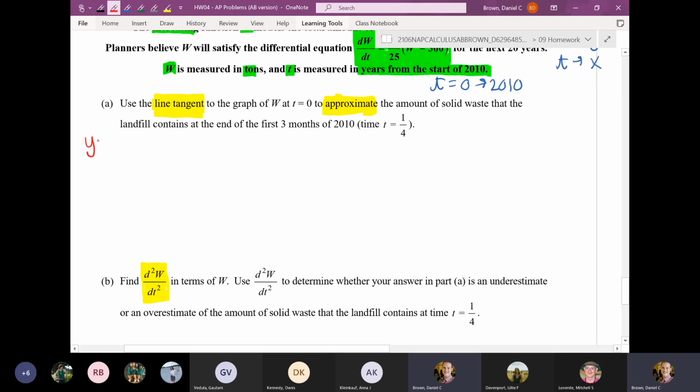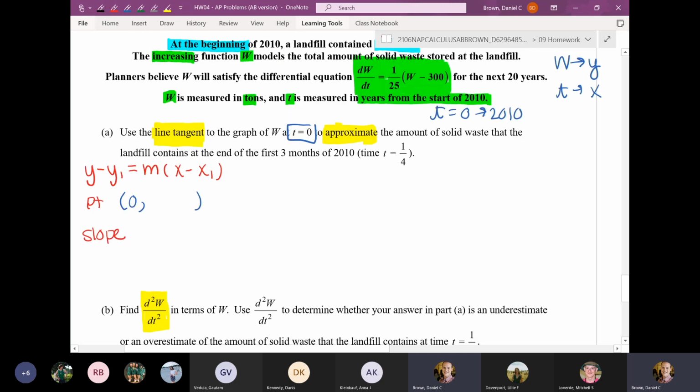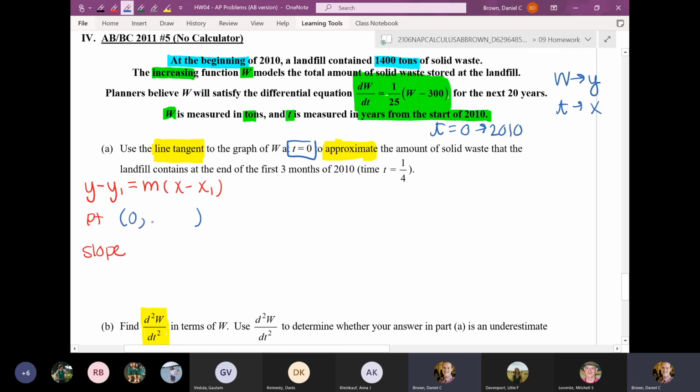Things we already know: a tangent line, y minus y1 is equal to m times x minus x1, where we have to have a point and a slope. We're asked to find the tangent line when t is equal to 0. So your point is going to be at 0, comma, the y-coordinate at 0. Well, the y-coordinate at 0, that's where my initial condition can come into play. 0, comma, 1400. Well, what is the slope?